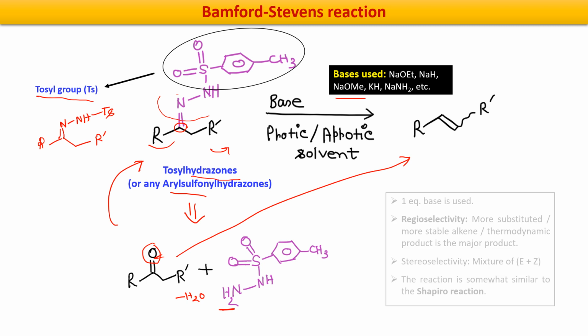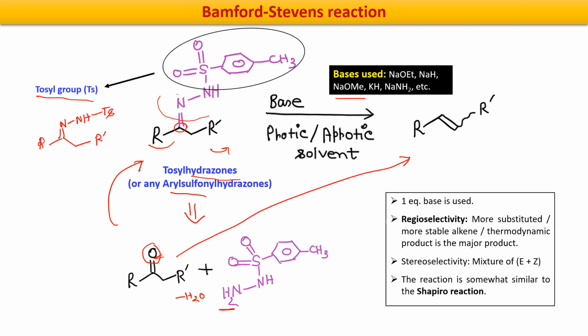Okay. Now some important features of this reaction. Here the base that we take, that is 1 equivalent. Now why it is important to mention? Because there is another reaction called Shapiro reaction which is somewhat similar to this reaction, and there we take 2 equivalent of base. So it is important difference between Bamford Stevens and Shapiro reaction. So that is why here it is mentioned clearly that 1 equivalent base is used.